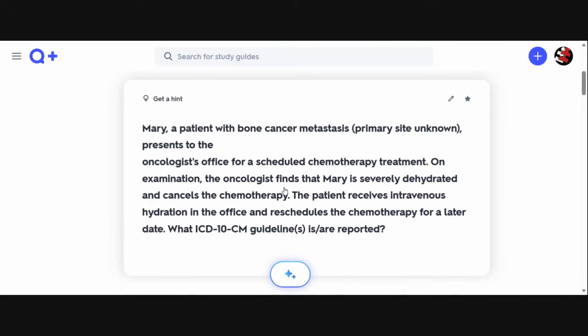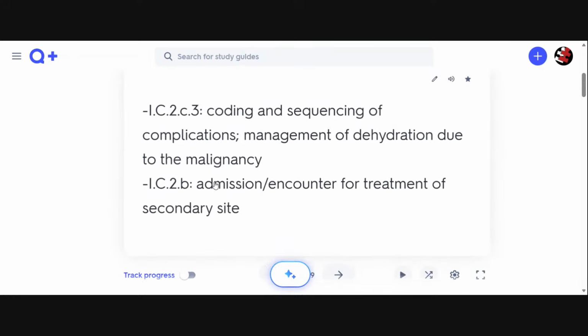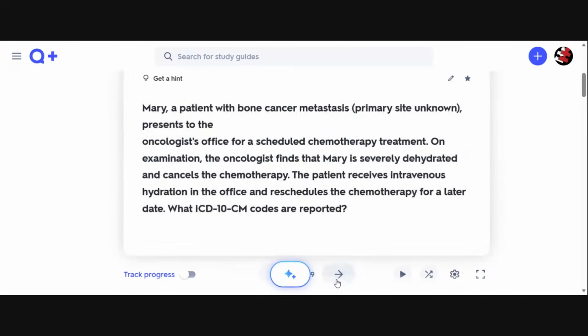All right. Indeed. So actually, we are going to be using two guidelines for this one, but you guys definitely identified the first one for sure, and that's the most important one. So the IC2C3, the coding and sequencing of complications, management of dehydration due to the malignancy. And then we're also going to be using IC2B, admission and encounter for treatment of a secondary site. So I think everyone got the first one, which was the most important one. So outstanding.